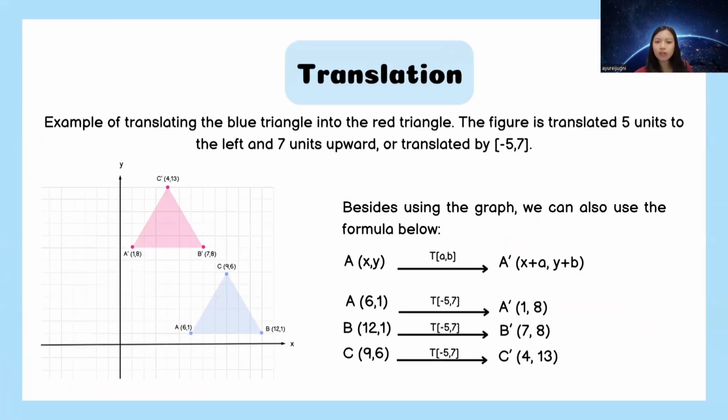Now let's look at the translation formula. For point A (x, y), after translation T(a, b), the new coordinate becomes (x + a, y + b). That means add a to the x coordinate and add b to the y coordinate. For example, if a point moves 3 units right and 2 units up, we add 3 to x and add 2 to y. Please remember this formula because it is very important.